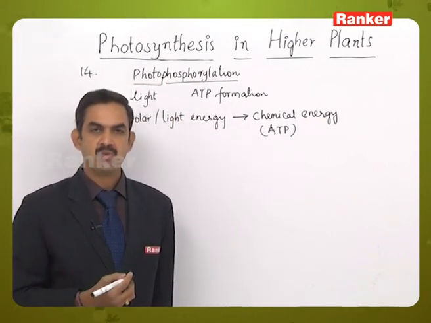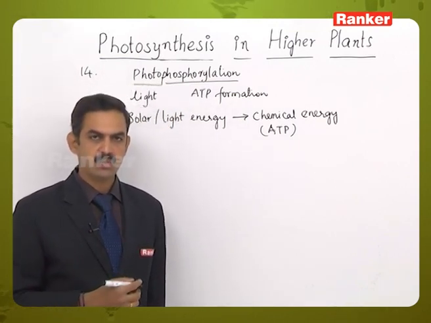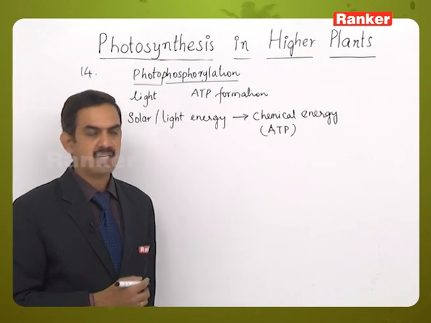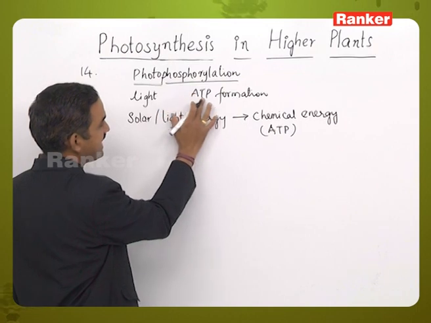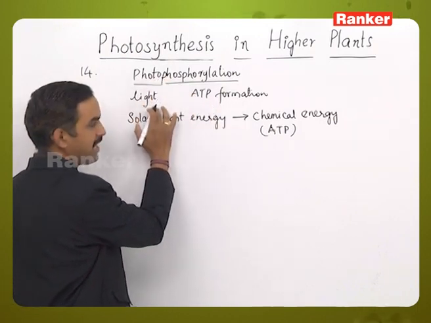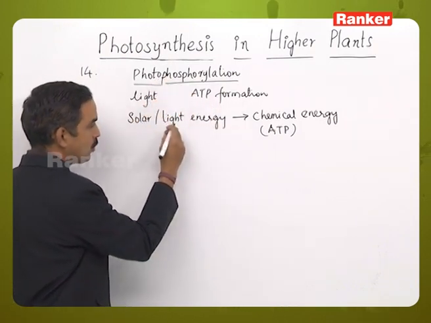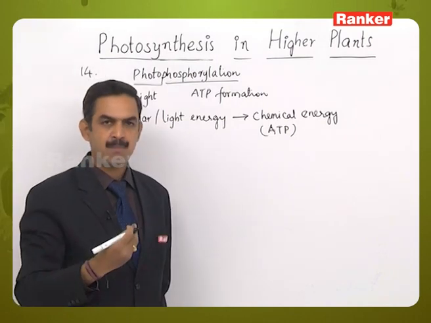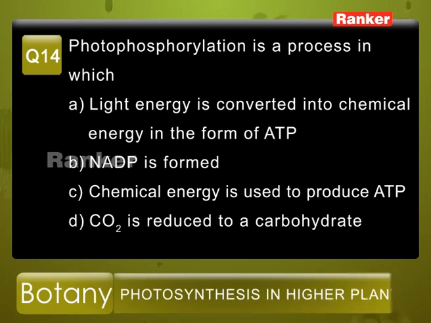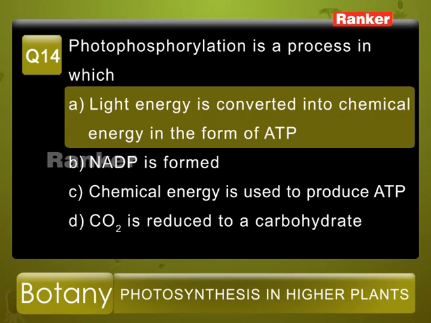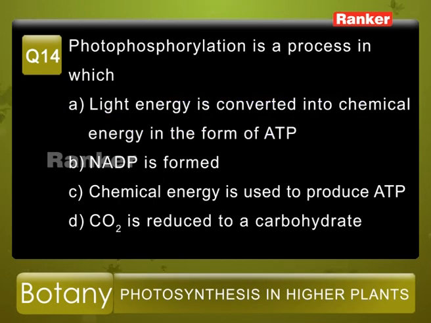So this is a way how the light energy is converted into the chemical energy form, that is called ATP. So here in photophosphorylation also we are saying that ATP is formed in presence of light. In presence of light means the solar energy or the light energy is trapped to convert that into the chemical energy form. So from the given options, option A is the correct answer for this question.